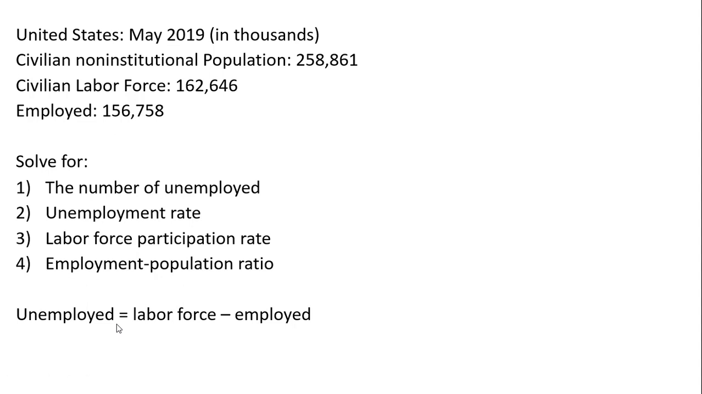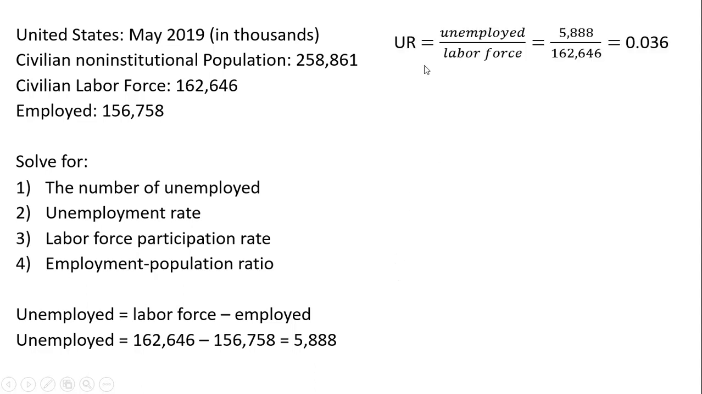The number of people unemployed is going to be the labor force minus the number of people employed. Remember that the labor force equals the employed plus unemployed. So we can back into the number of unemployed by doing this calculation. So putting in our numbers here for the labor force, subtracting out the number of people employed, we get a value of 5888. And again, this is in thousands, so that's almost 5.9 million people unemployed in the month of May. Moving on to the unemployment rate.